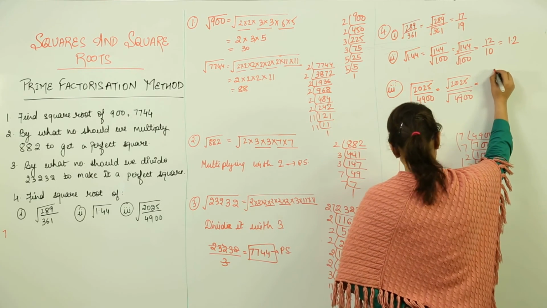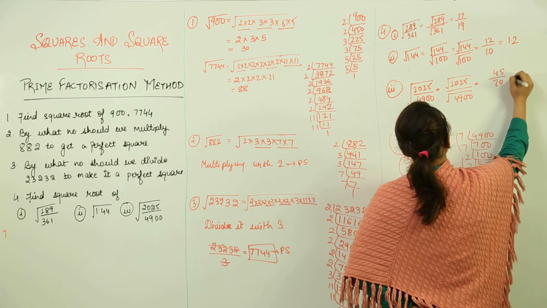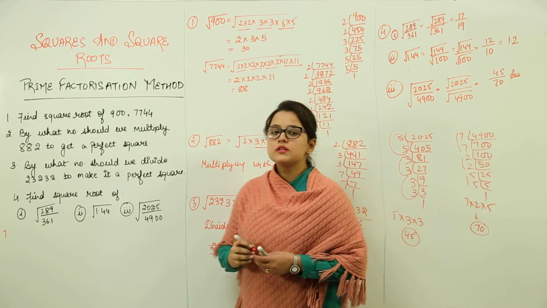That means the answer to this is 45 upon 70. Understood? This was the prime factorization method.